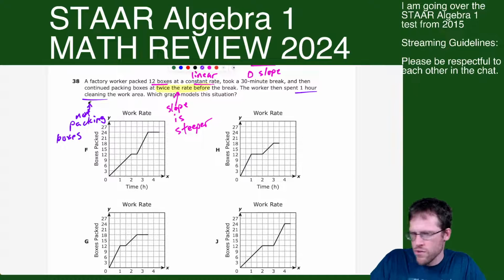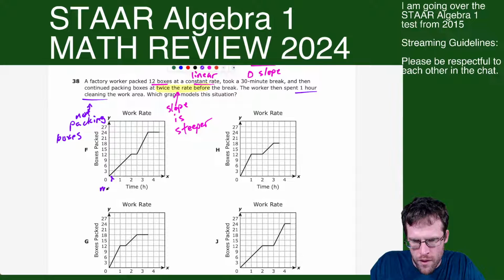So now let's just go through these one by one. So if we look here, see how they're going up 3 over 1. So up 3 over 1. The scale is 3 here, so up 3 over 1. The slope would start out at 3 until they get to 12 boxes. So there's our constant rate to 12. These units here are hours. So then from 2 to 2.5, they rest. So there's the half-hour break.